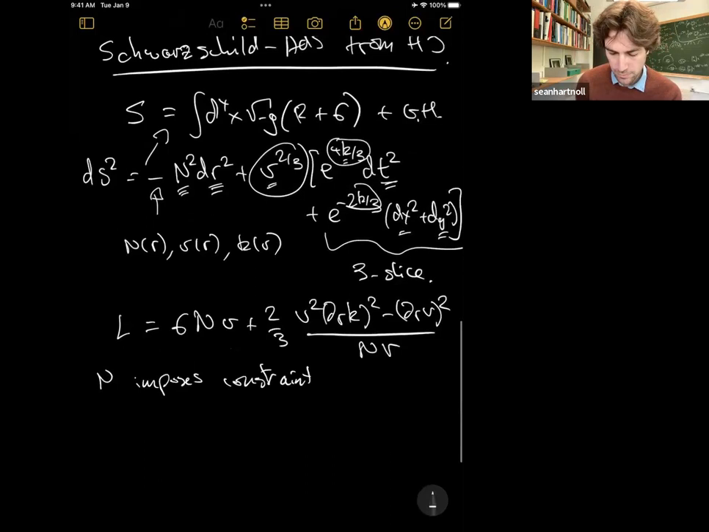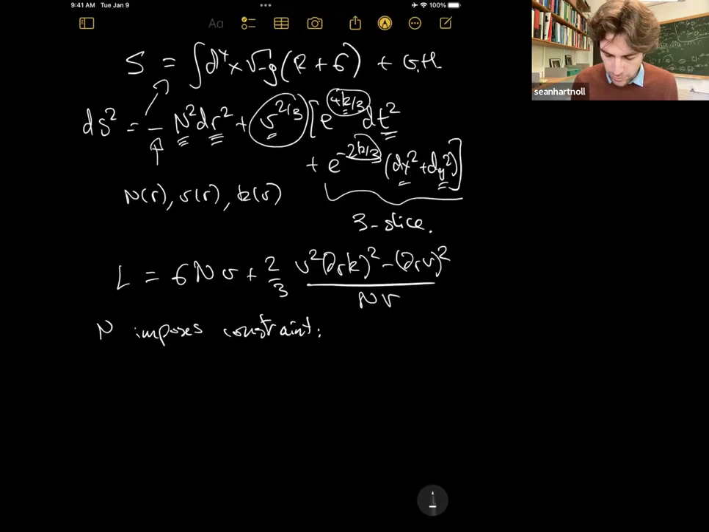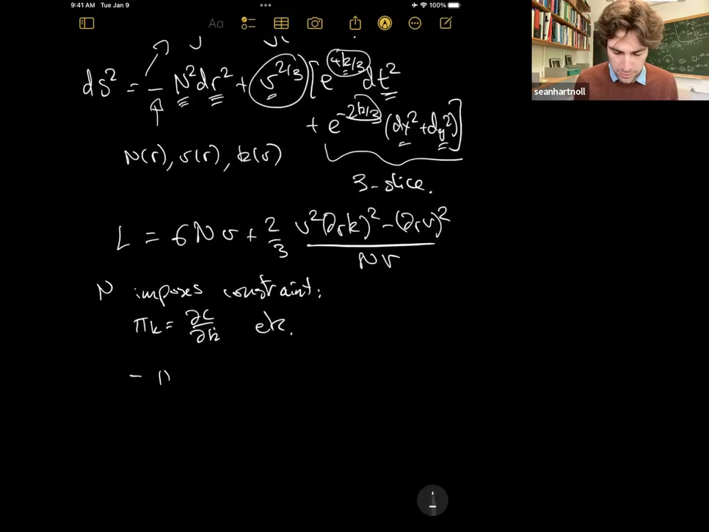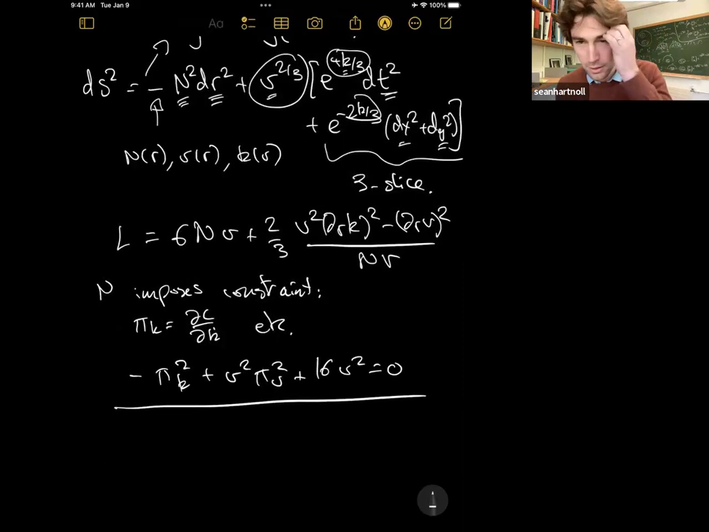You can write it in momenta, right? So you define the momentum from the Lagrangian in the usual way. So pi of k is dL/dk dot, et cetera, right? I define momenta. And then the constraint is minus pi k squared plus v squared pi v squared plus 16 v squared is zero. I'm just trying to be very explicit so that there's nothing mystical happening.